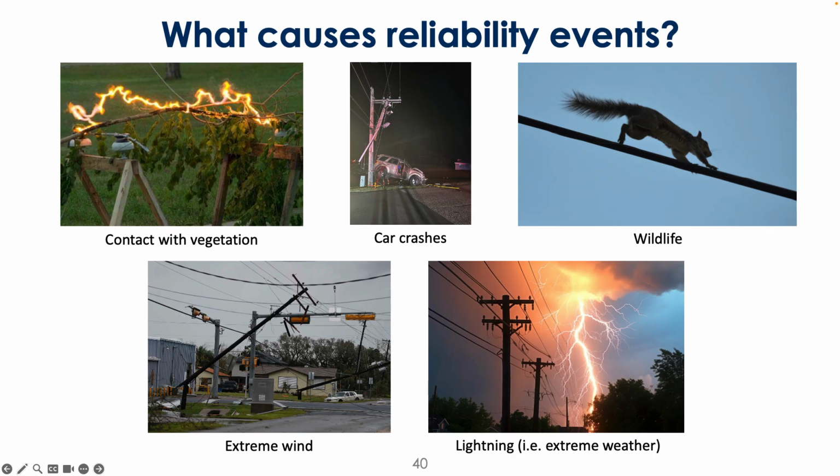We also talked about what causes reliability events. A lot of this is wildlife, but there are other things: extreme weather, wind, storms, and contact with vegetation is a common one if the vegetation is not properly managed. Car crashes too. If you crash into a utility pole and down it, obviously that can lead to some issues.